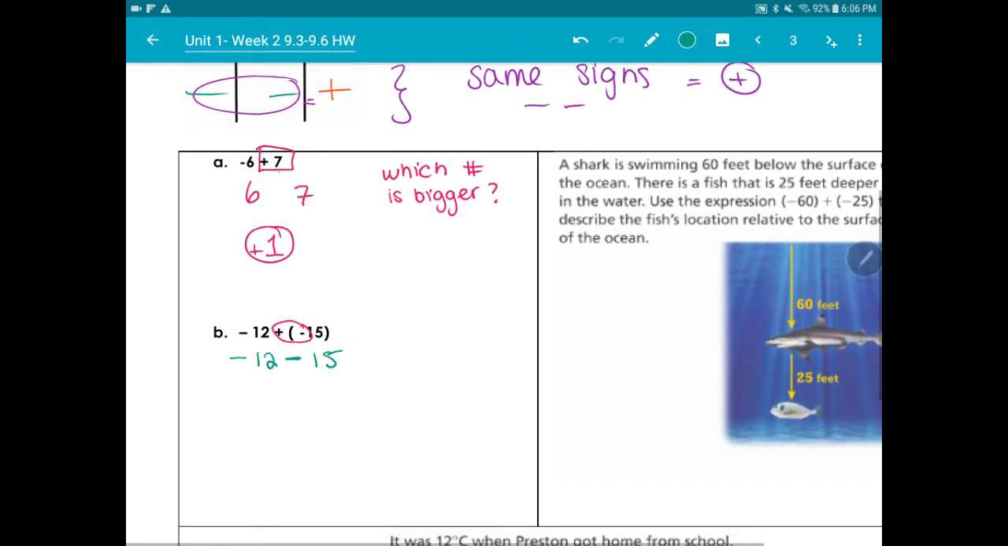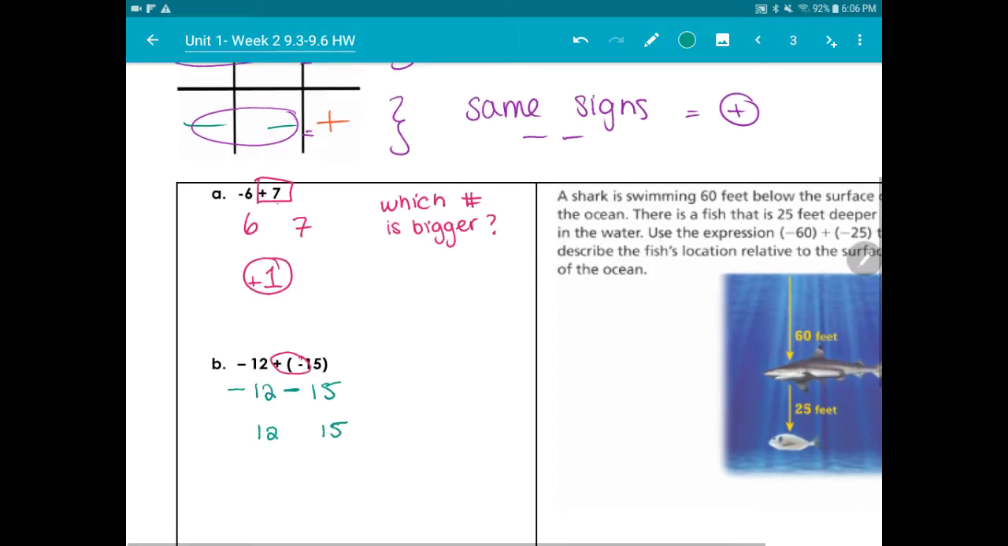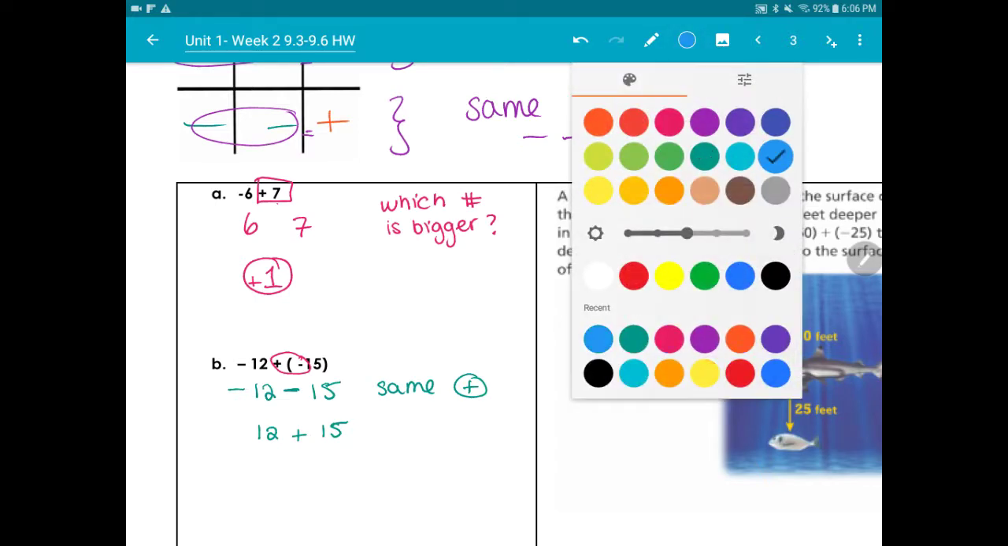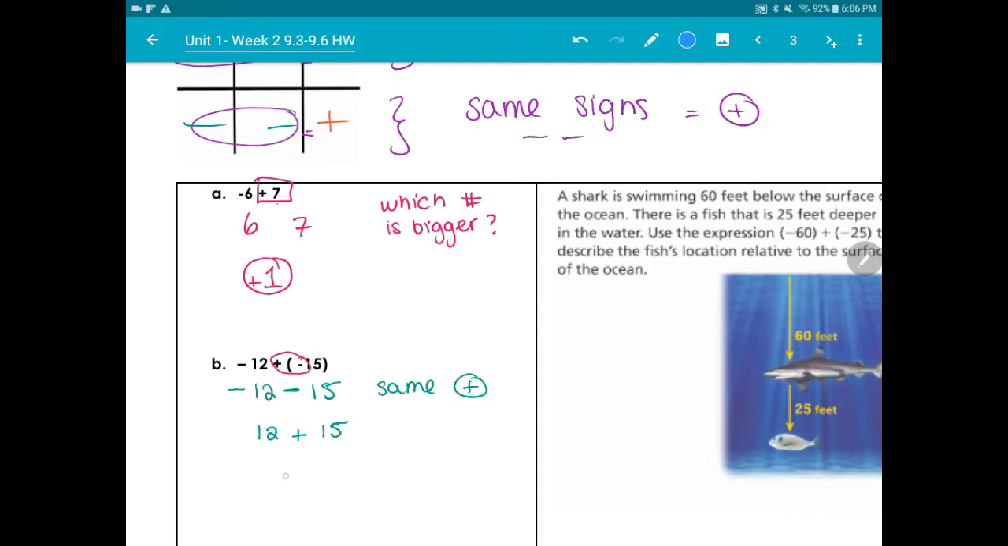So now let's forget about the negatives for a minute. Are they the same signs or different signs? These are the same, so that means I'm going to add. So I need to think about the values like this: 12 plus 15 is equal to 27. Now I need to ask myself, is my final answer negative or positive? So we look, which number is bigger? The 15 is the bigger one, and it was negative, so that means my final answer is going to be negative.